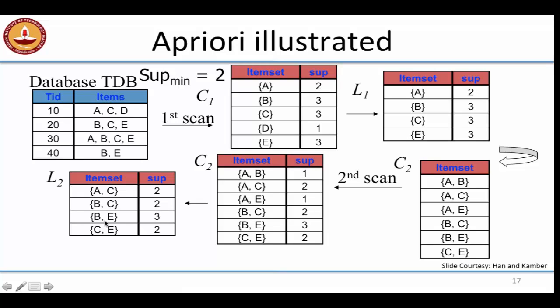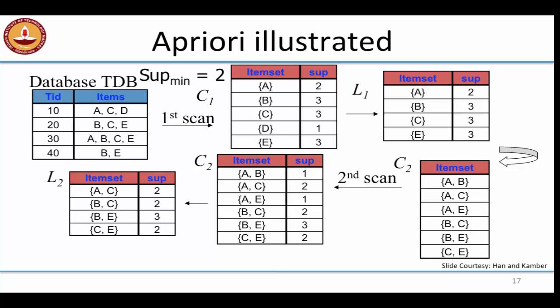Now from this we can generate candidate 3 item sets. So if you think about it, the candidate 3 item sets could be ABC, ABE and BCE. So can ABC be a candidate? It really cannot be a candidate because the subset AB is not frequent. Since the subset AB is not frequent, ABC cannot be a candidate item set.